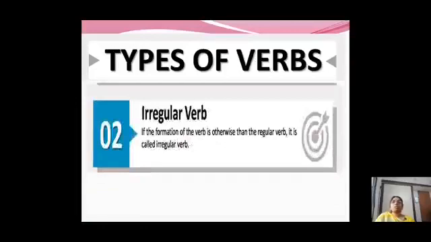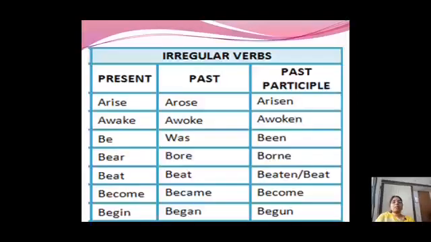If the formation of a verb is otherwise than the regular verb, usually regular verbs, I told you, end with d or ed. If it does not end that way, then it is called an irregular verb. Example: arise, arose, arisen. See here, the past tense form is not ending with d or ed, and the past tense form and past participle are totally different, right? So present tense is arise, past tense is arose, past participle is arisen. These sorts of verbs are called irregular verbs.